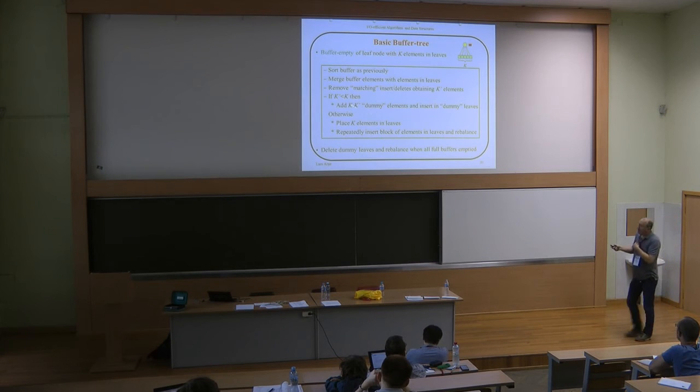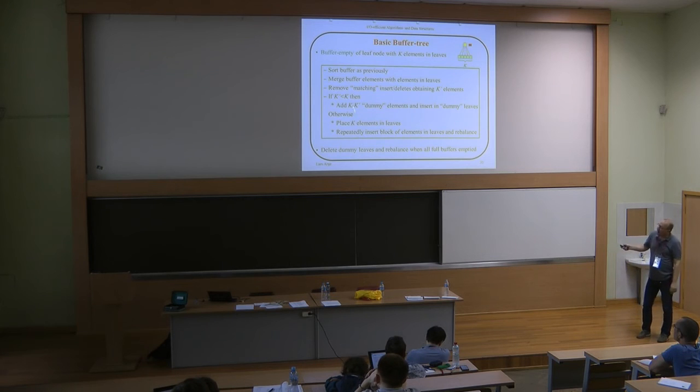If k prime is smaller than k, meaning I deleted a lot of elements, then for now I'm just going to stick dummy elements in there so that it looks exactly like it did before. Because I don't want to deal with deletes right now. Deletes are difficult, so I don't want to deal with them. So I started out in a situation like this. I end up in a situation like this where the buffer is empty by sticking in dummy elements.